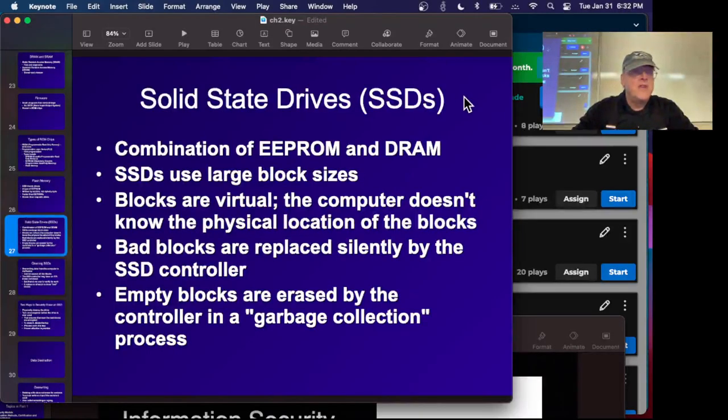All right. So anyway, solid-state drives are, of course, what most machines have now. Very few people are still using those rotating magnetic hard drives, or at least not everywhere. So SSDs have large block sizes, and the blocks are controlled by an SSD controller. And normally, if you have a modern operating system and a modern SSD with the right driver, the controller knows when files are deleted.